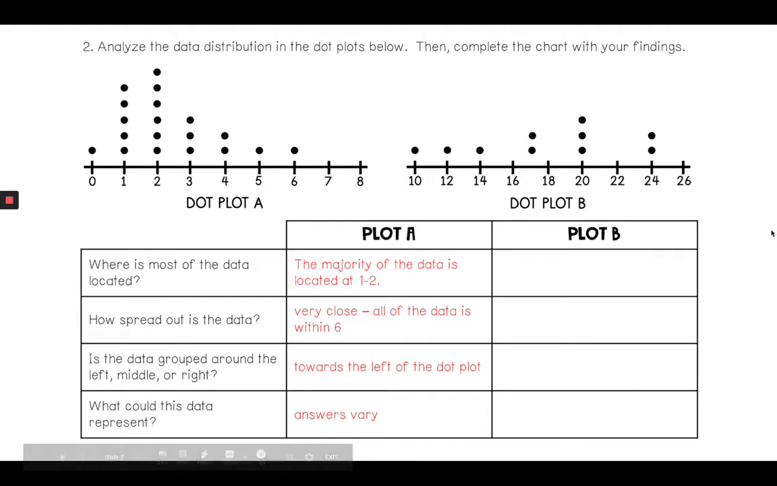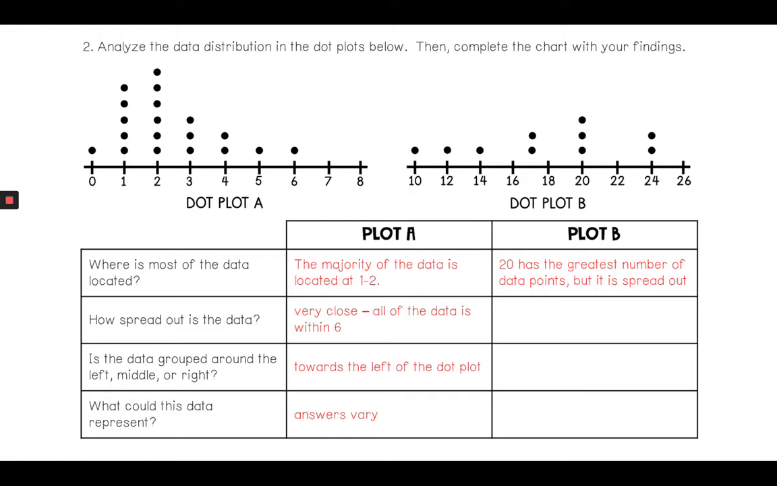All right, so if I were to go to the next one, plot B, where is most of the data located? Well, most of the data is located, it looks like, between, I'd say 17 and 24, but the 20 has the greatest number, but it is kind of spread out over a duration, or over a distance, sorry.